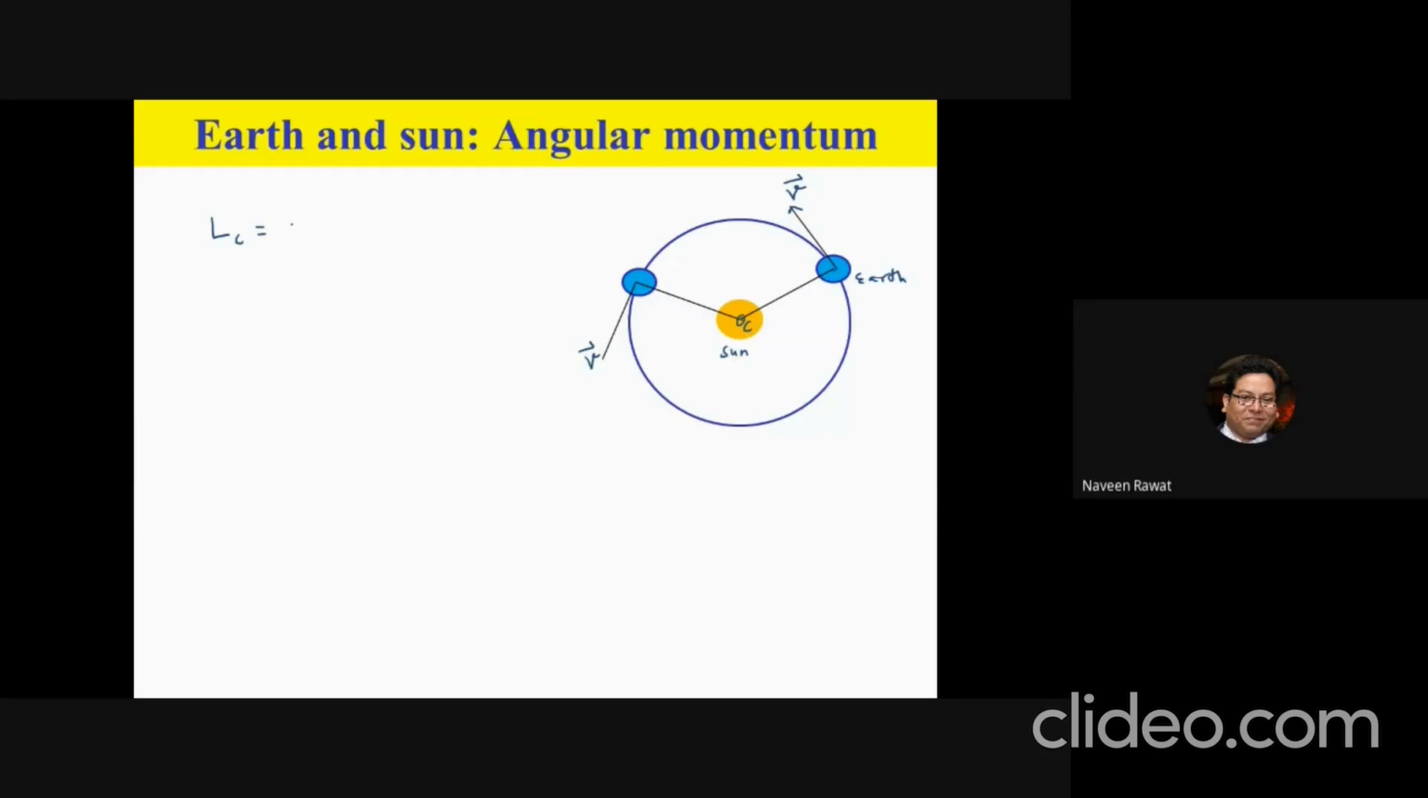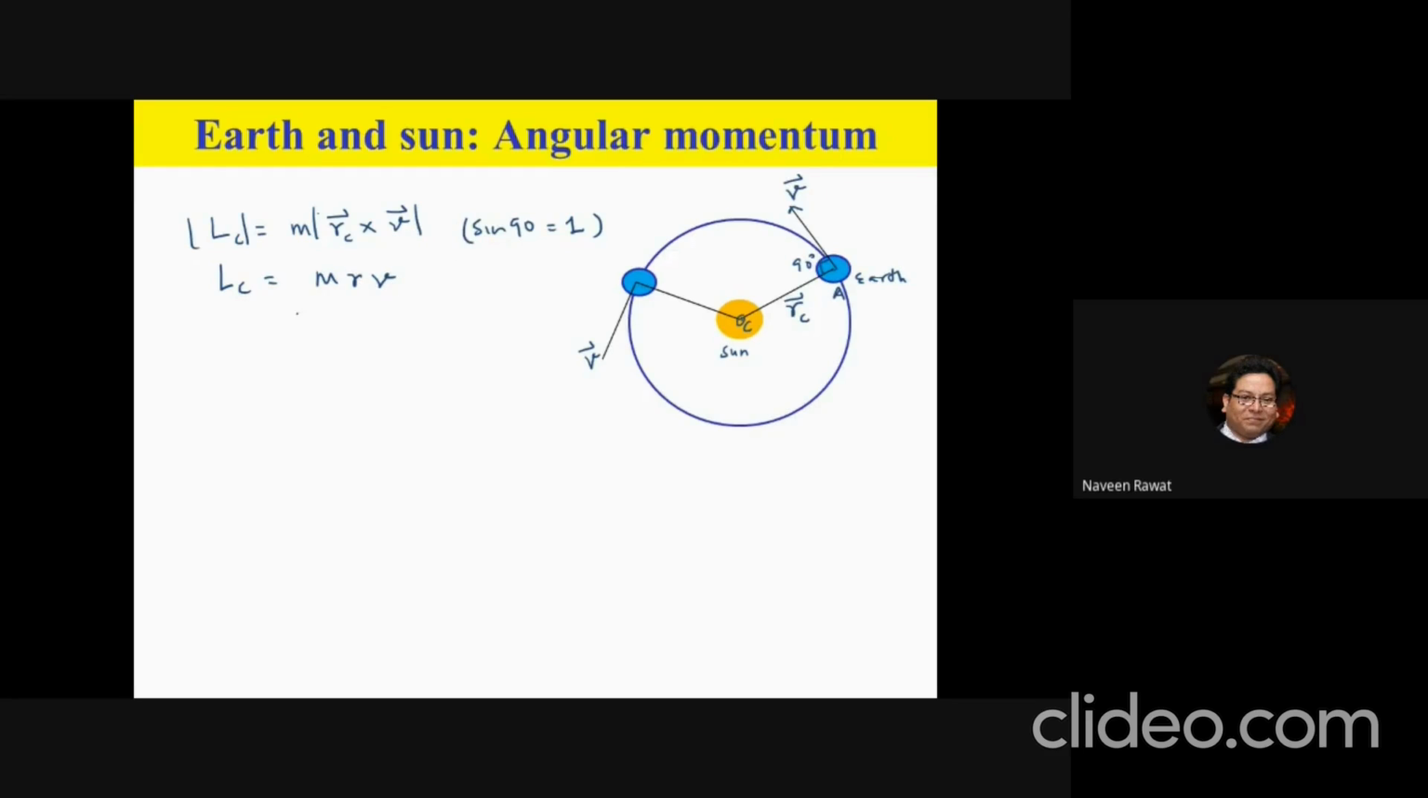That would be m times the cross product of r, the radius from this point C to the Earth, with the velocity with which the Earth is moving. By good approximation, this angle is always 90 degrees. So if I want to find the magnitude, L of C is m times r times v, because sine of 90 is 1. So at position A, my value is m times r times v.